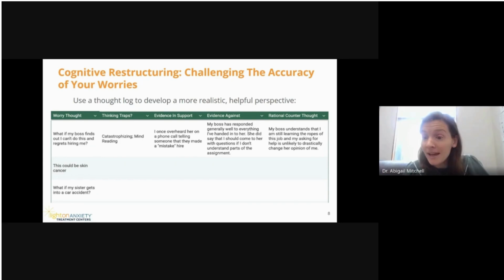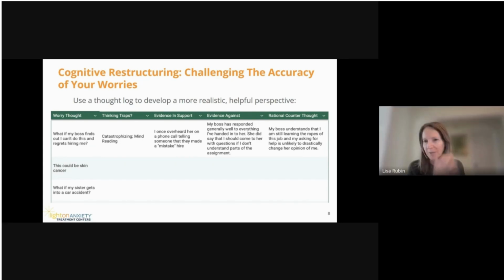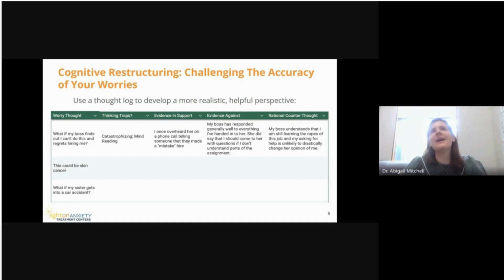Miranda, what language can we use that might be helpful for kids to understand current versus hypothetical worry? That's a great question. I think I stick with the control. Do you have any control? Is there anything you can do about this right now? What do you have control over? And then what are things you don't have control over?